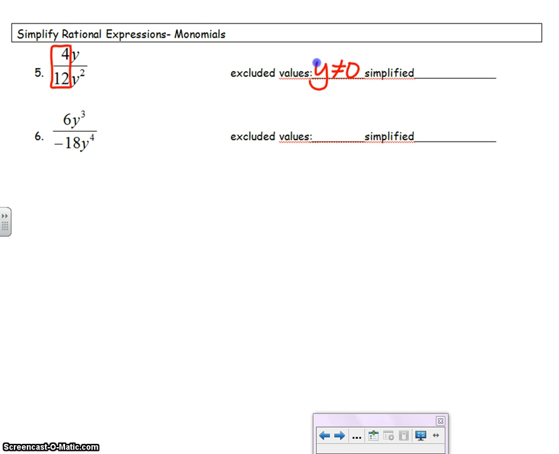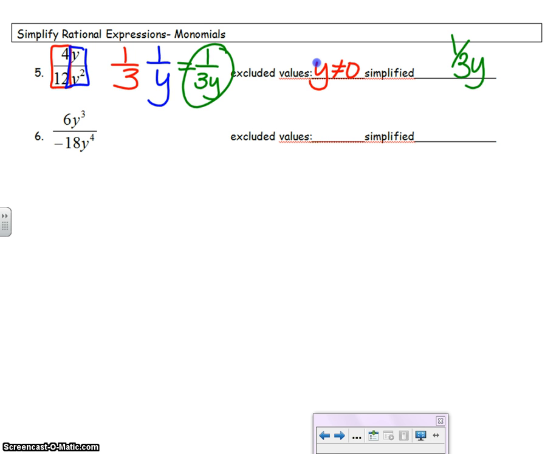Then we're going to look and see what we can simplify. I look at the 4 over 12, and that's going to reduce to 1/3. And I look at y over y to the second, and that's going to reduce to 1 over y. So when I write my simplified answer, my simplified fraction will be just 1 over 3y, and I can write that over here on my answer line. Okay, I'll go ahead and do the same thing for number 6. I'm looking at the part of 6 over negative 18, and that's going to reduce to 1 over negative 3.